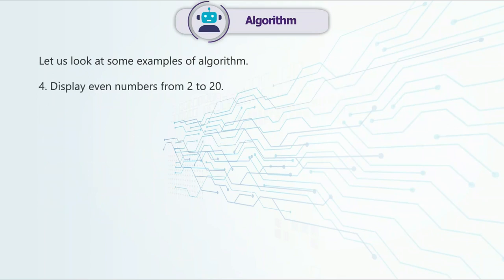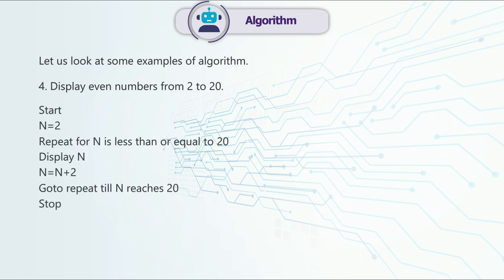4. Display even numbers from 2 to 20. Start. N is equal to 2. Repeat for n is less than or equal to 20. Display n. N is equal to n plus 2. Go to repeat till n reaches 20.